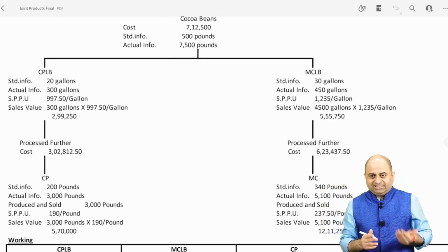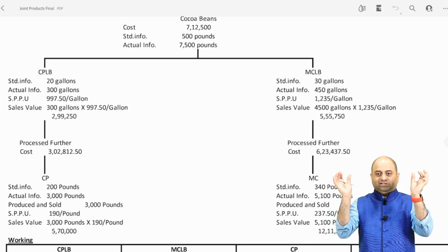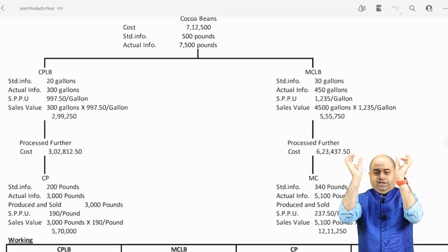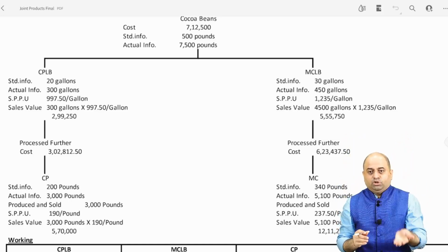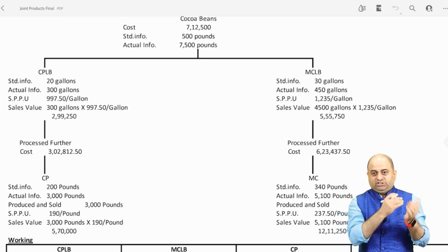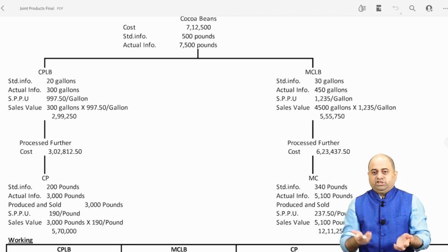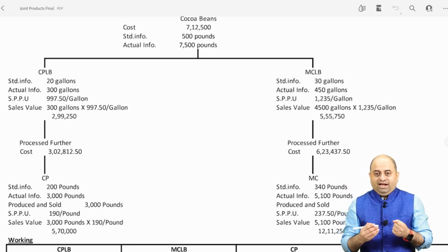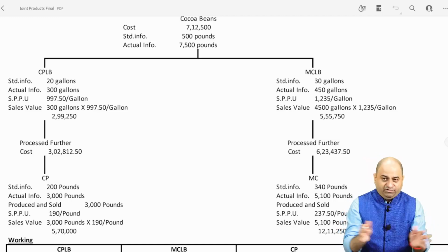Of course, they have asked depth of processing, but there you know very well how to decide that. You will take final sales value of both products. You will subtract sales value of output at split off point. The net difference, you will compare it with post separation cost. If the difference is positive, you will sell the products which are named as CP or MC. If the net difference is negative, you will sell products which are CPLB or MCLB. Just to remind you the final conclusion, one product you are processing further, one product you are not processing further, everything said and done.